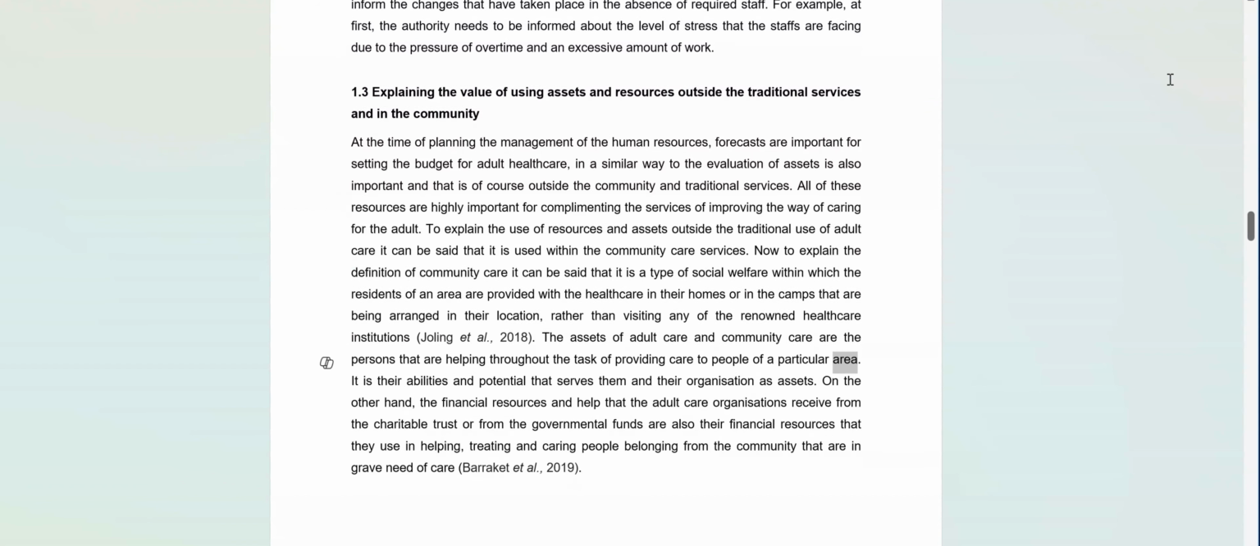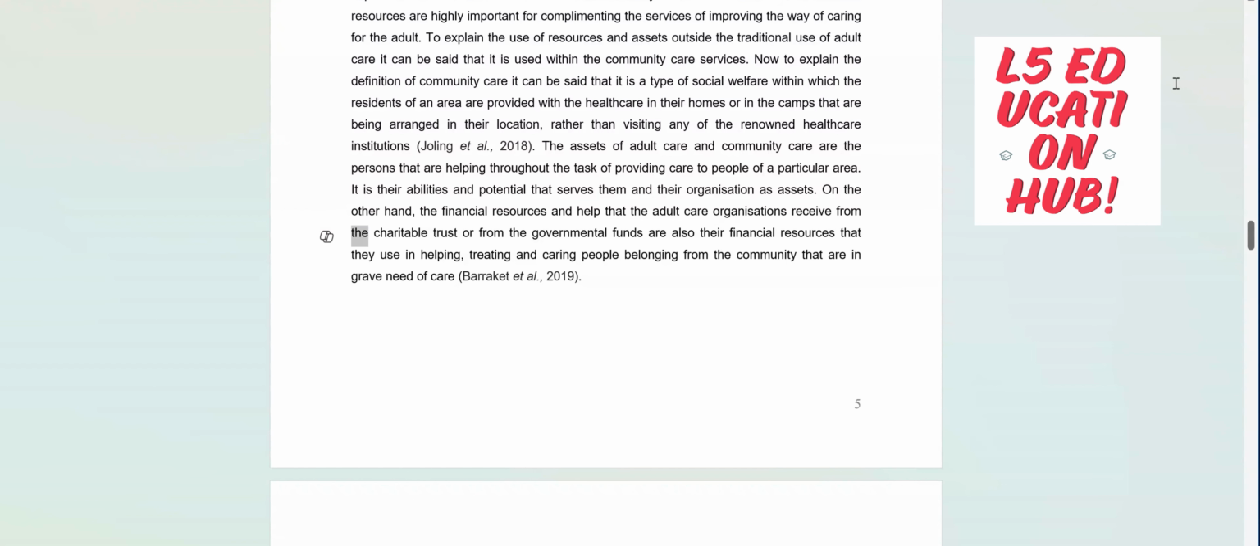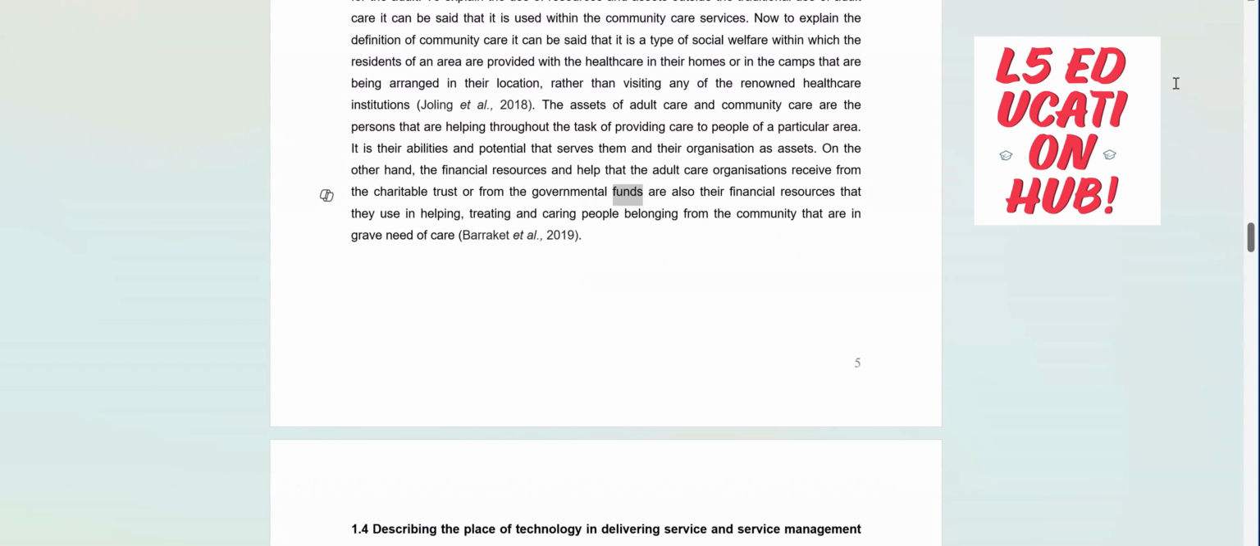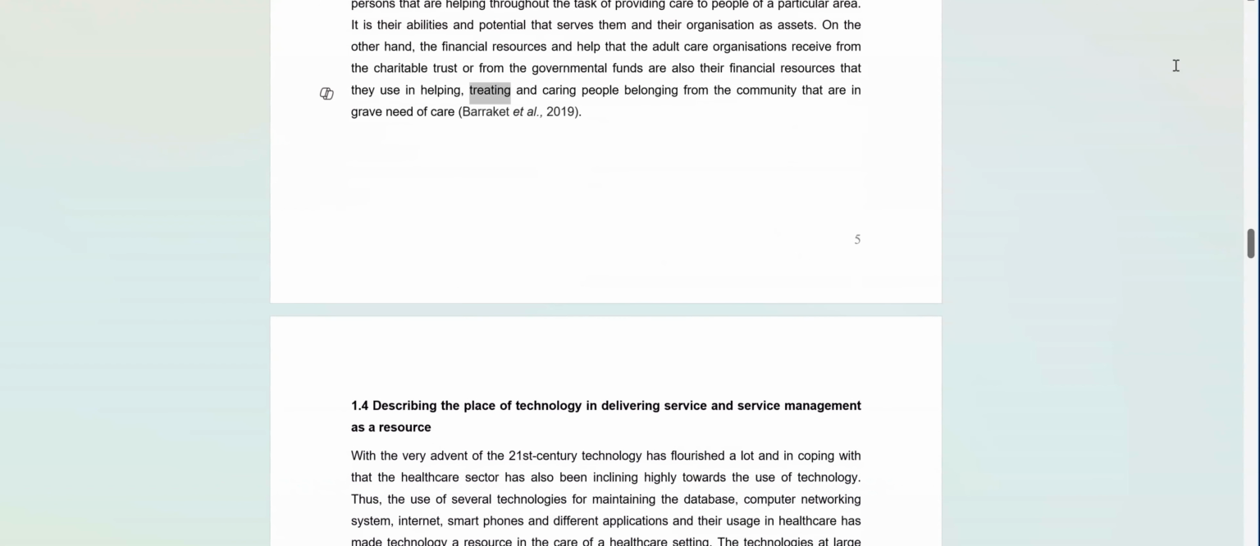It is their abilities and potential that serve them and their organization as assets. On the other hand, the financial resources and help that adult care organizations receive from charitable trusts or governmental funds are also their financial resources that they use in helping, treating and caring for people from the community who are in grave need of care. Barrackett et al., 2019.